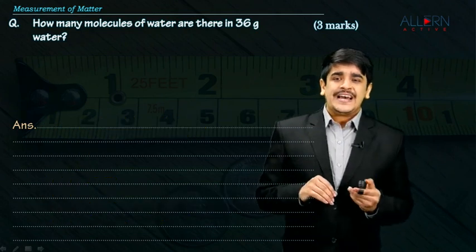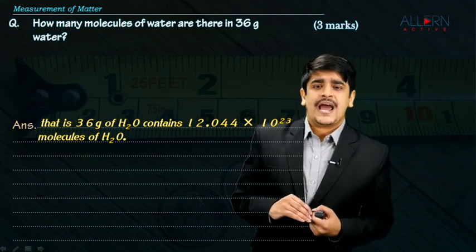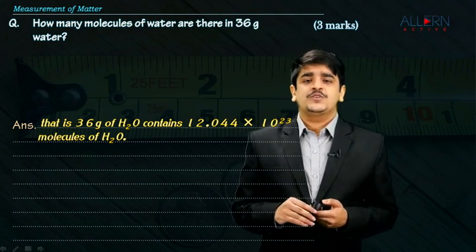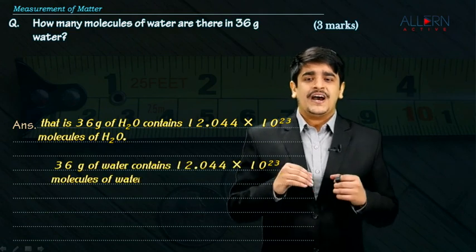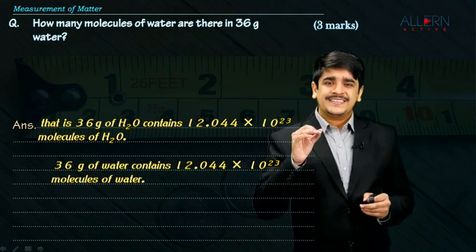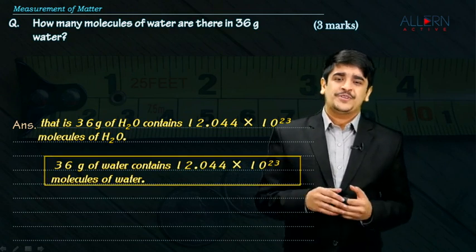Since that's the answer that we need, let's put it down in the form of a statement. That is, 36 grams of water contains 12.044 into 10 raised to 23 molecules of water. Great. That's my final answer, the one that I was expecting, so let's box it up. That, my dear child, is how we solve this particular numerical.